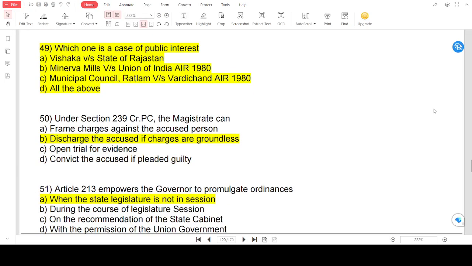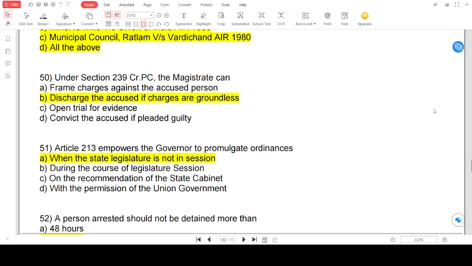Under Section 239 CrPC, magistrate can discharge the accused if charges are groundless. Article 213 empowers the Governors to promulgate ordinance when state legislature is not in session.